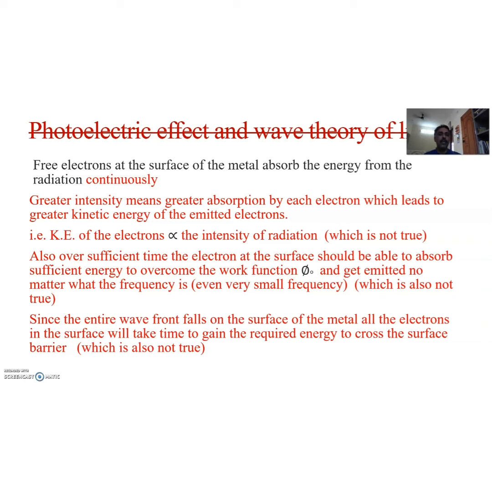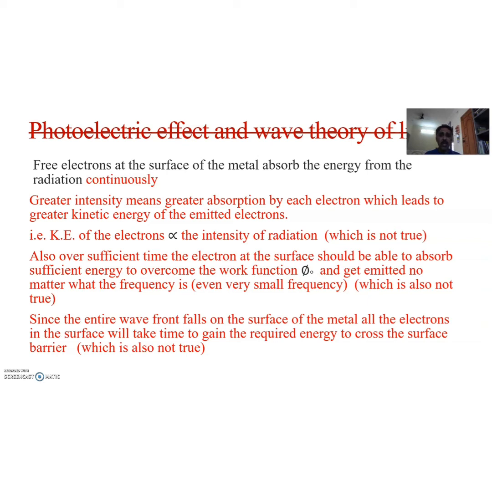So the electrons at the surface of the metal absorb the energy from the radiation continuously, which means greater intensity, greater absorption by the electron, which leads to greater kinetic energy of the emitted electrons. That is, the kinetic energy of the electrons would be directly proportional to the intensity of the radiation, which is not true. What we are going to say is that the kinetic energy of the electron is directly proportional to the frequency and not to the intensity of the radiation.